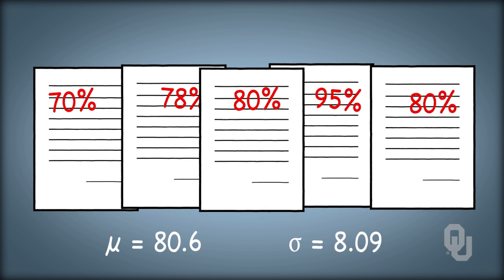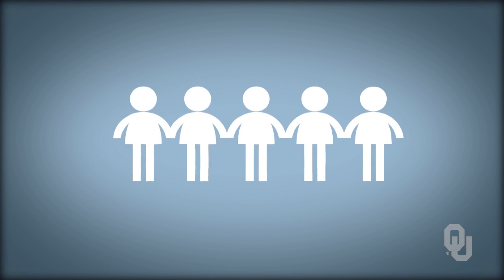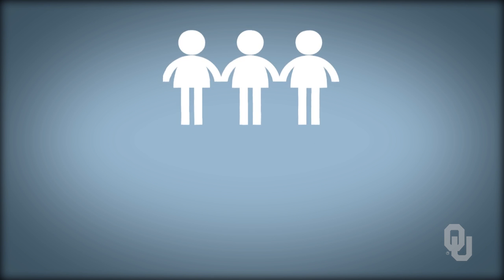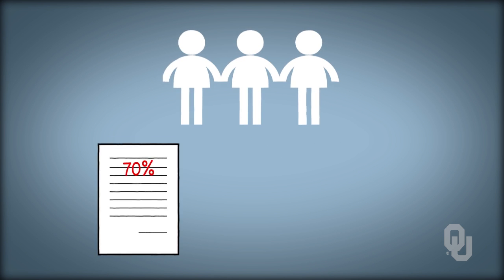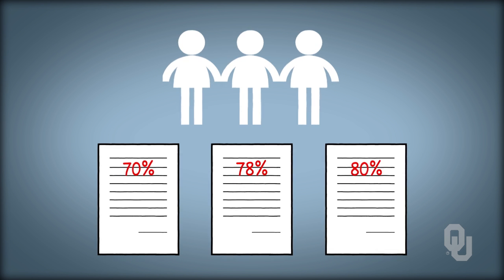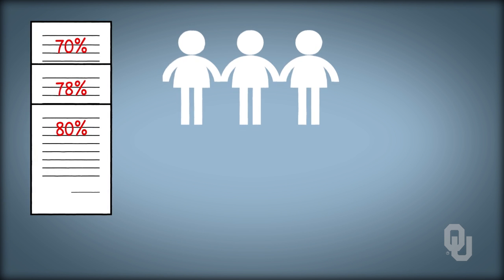Now let's take a sample of size 3 from the population. Say we randomly chose students 1, 2, and 3 for our sample. They have test scores of 70, 78, and 80. So the mean of that sample, y bar 1, is 76. That's different from the population mean of 80.6.